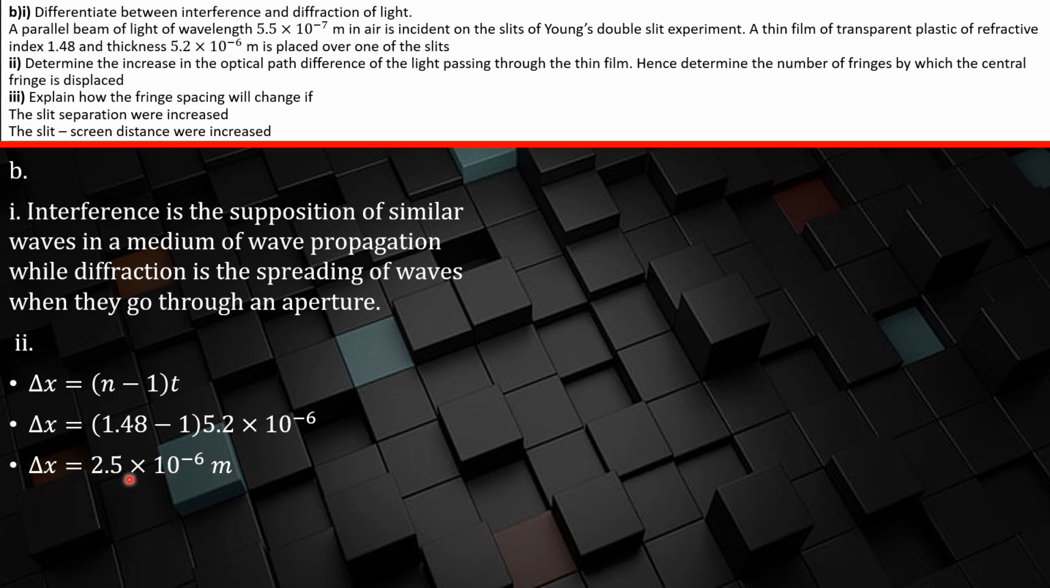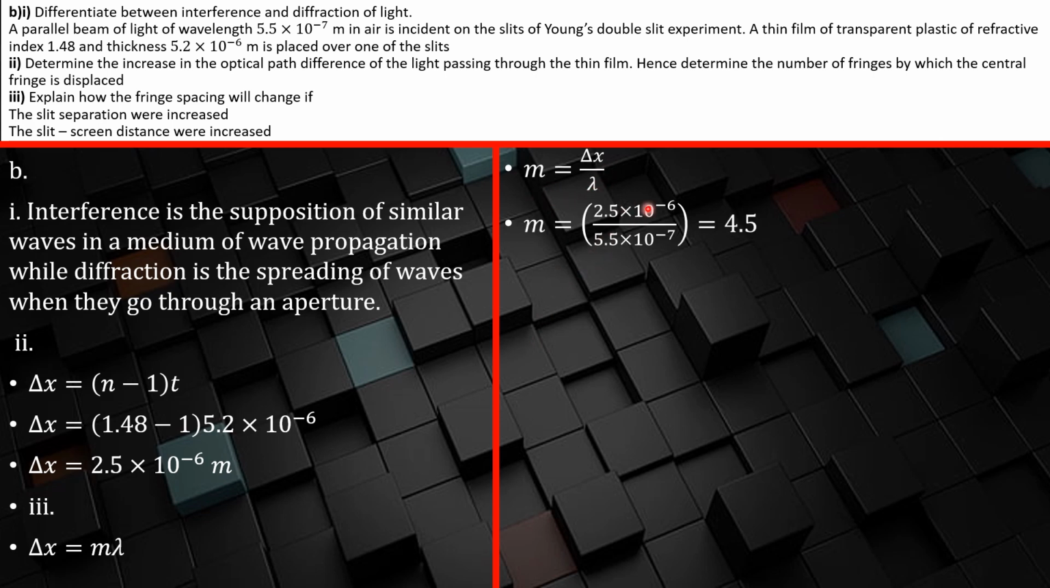Okay, so remember the examiner is now asking you to determine the number of fringes by which the central fringe is displaced. So that path difference, of course, equals m lambda, all right? So a particular ordered bright fringe m is formed as a result of this extra path difference. So what's the order there? m would be dx on lambda. So get dx divided by lambda. The wavelength of the light is 5.5 times 10 to the negative 7. So we get 4.5. So that tells you that the central fringe gets displaced through 4 fringes.